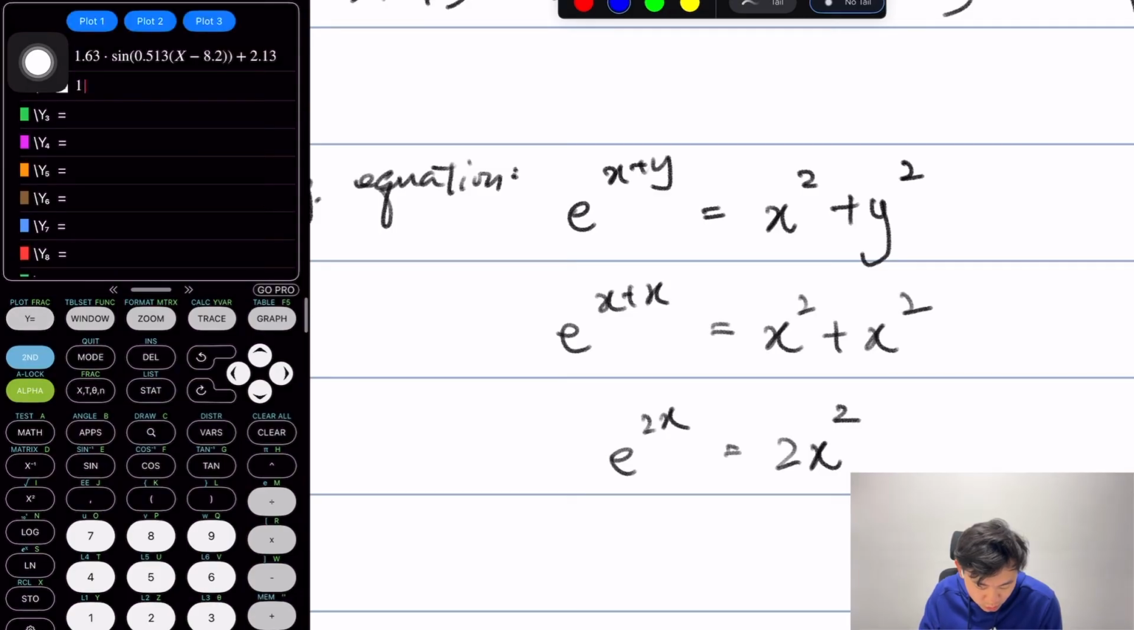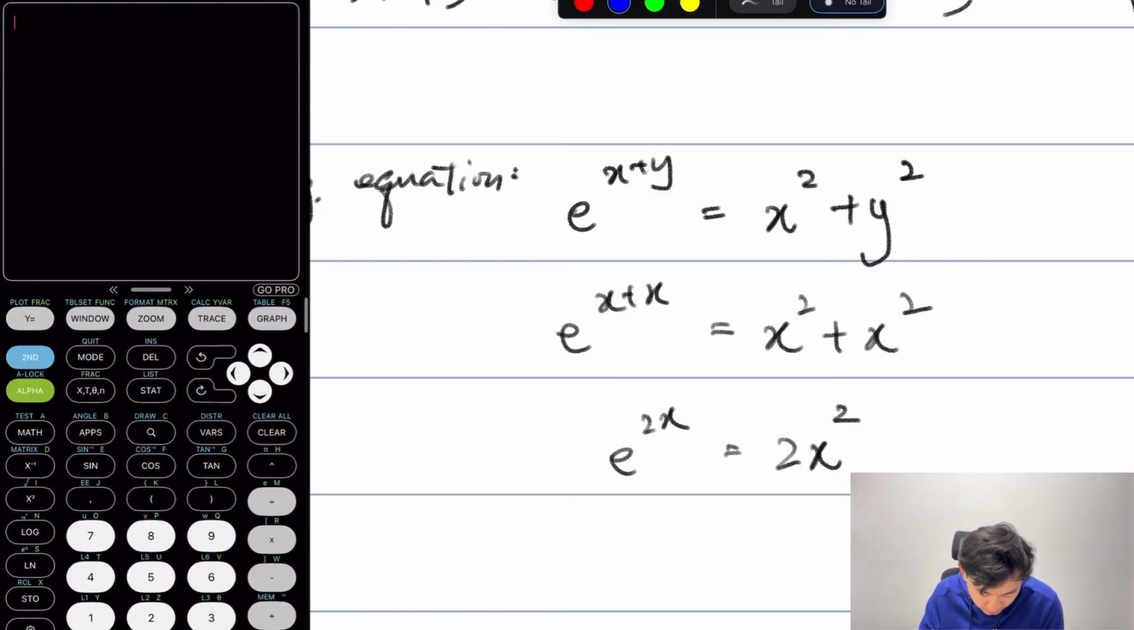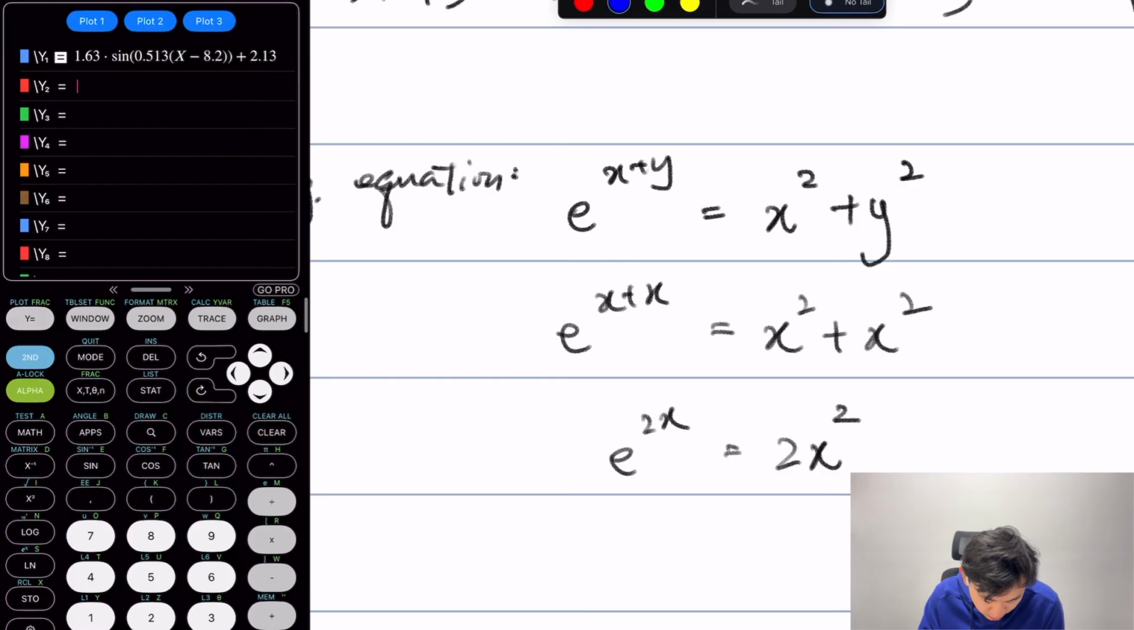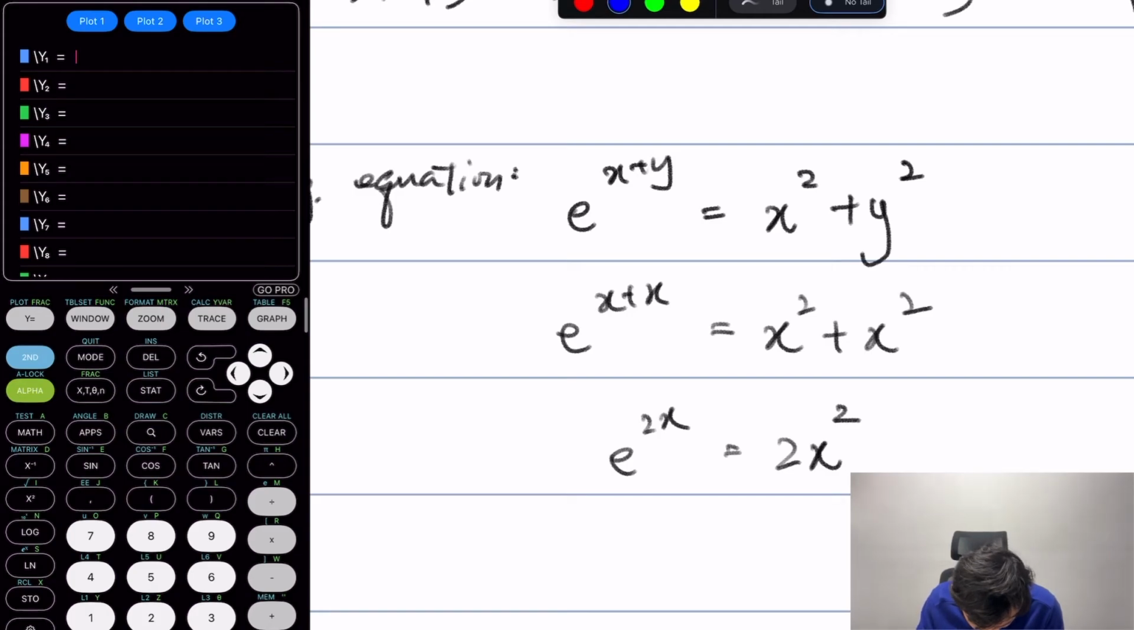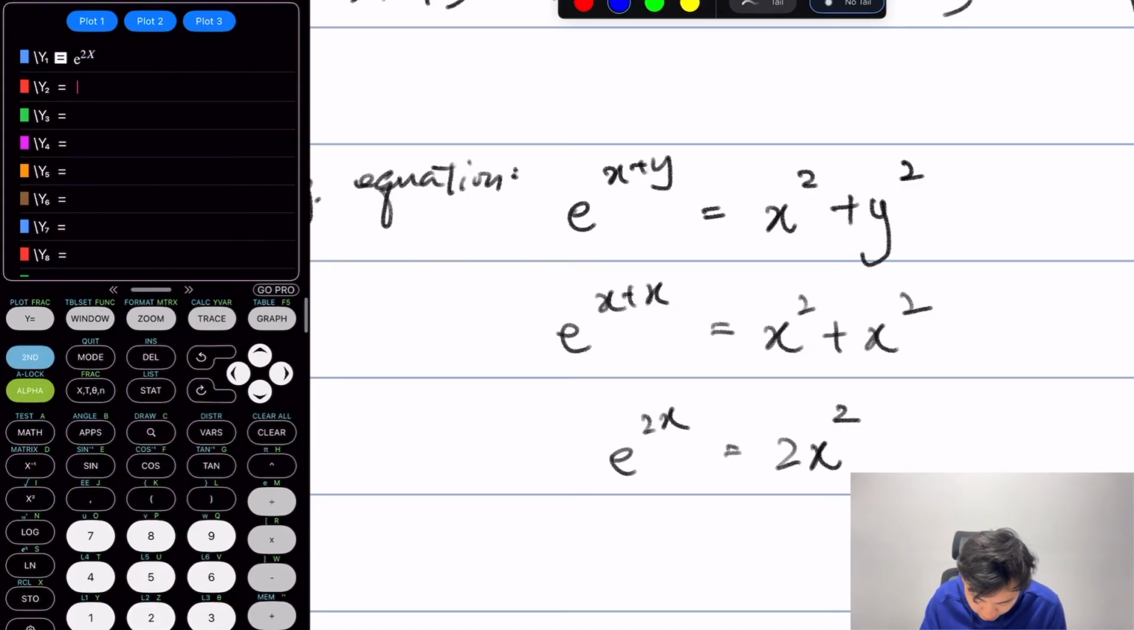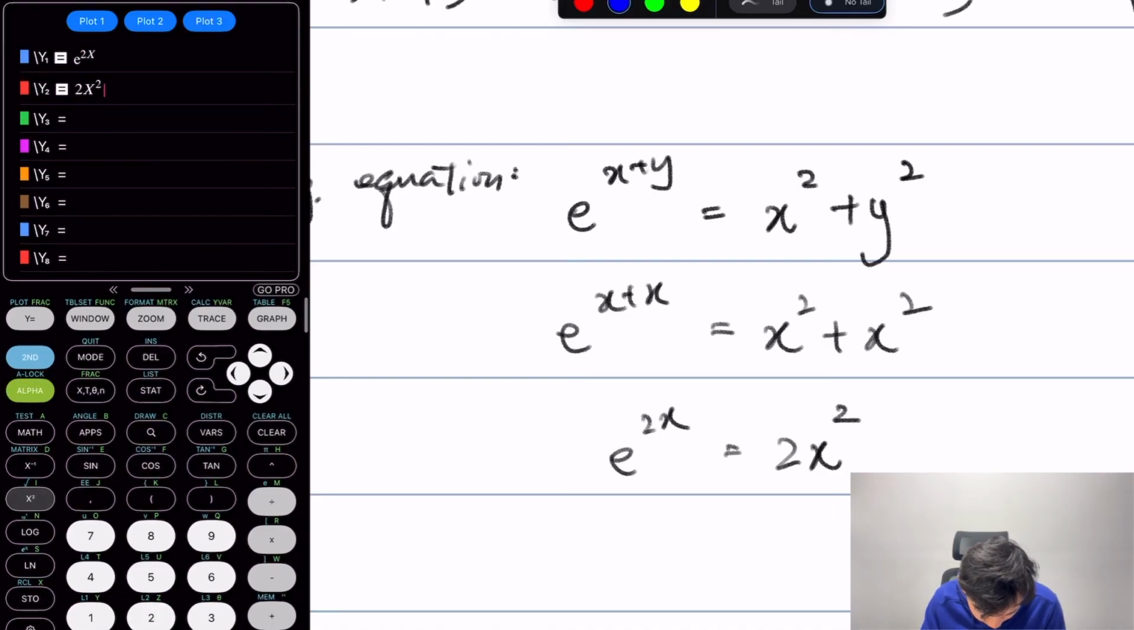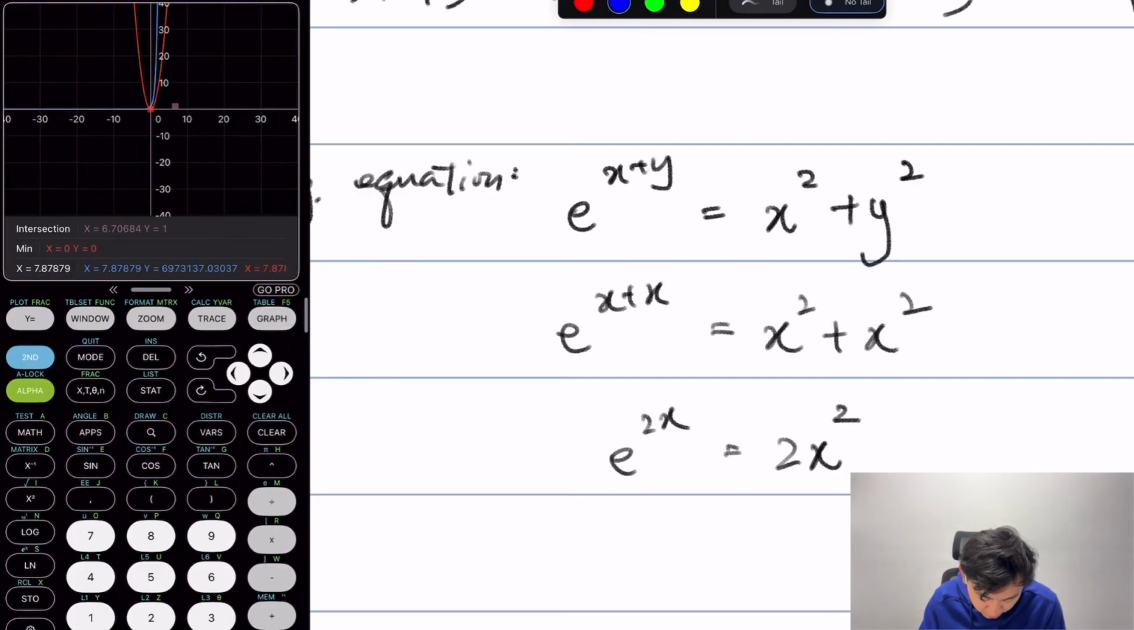Okay. So let's go to the graphing functions. Then let's clear the first one. We input the first equation as, where's the e? Second e to the power of 2, and then alpha storage x, okay? The second equation, we just simply input 2 times x and then square like this. Look at the graph, okay?